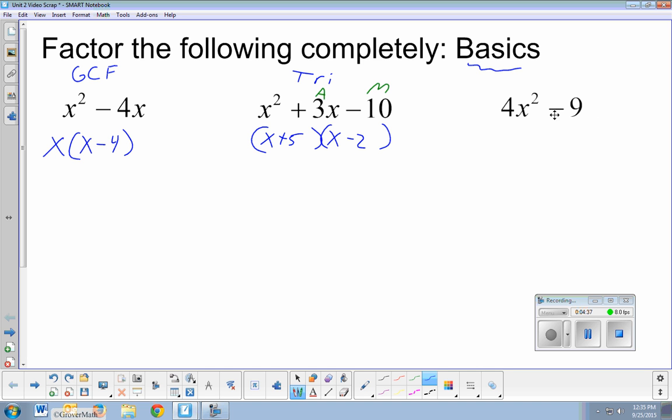No, there's not. And it's not three terms, so it's not a trinomial. This is what we call a difference of two squares. And we abbreviate that as DOTS. Difference of two squares. The first word is difference. That's why there's a subtraction in between. Difference means subtraction. A subtraction of two squares. It's another word for difference.